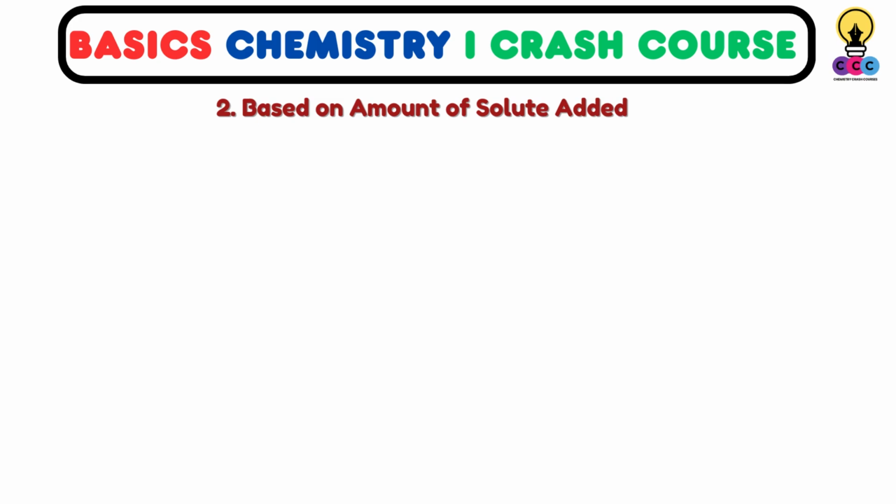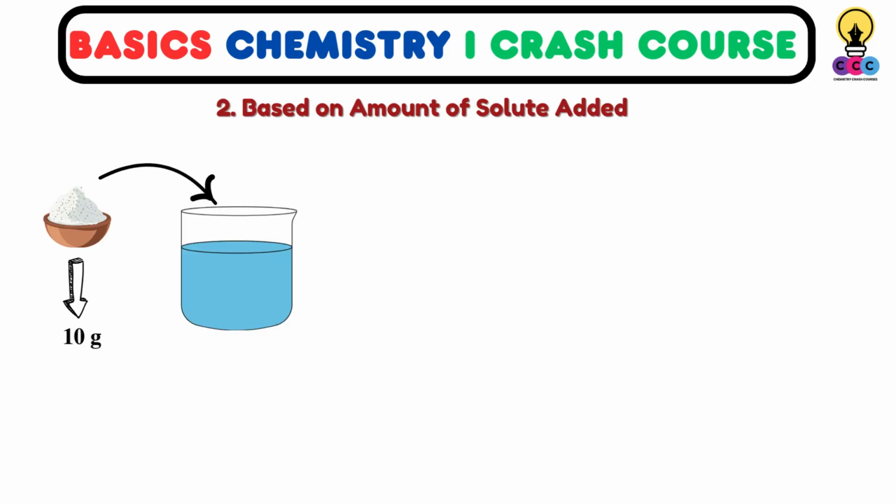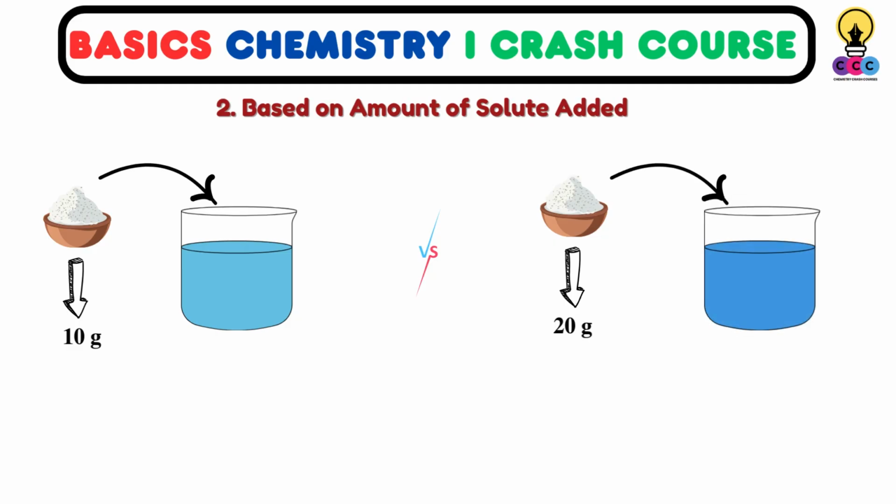Suppose I have 10 gram of salt and I have added it in 100 milliliter of water. It forms a solution. Now I make another solution in which I have added 20 gram of salt in the same amount of solvent. On a relative basis, I can observe a greater amount of solute in the second solution in comparison to the first one. Thus, the first solution will be known as a dilute solution in comparison to the second solution, which is the concentrated solution.